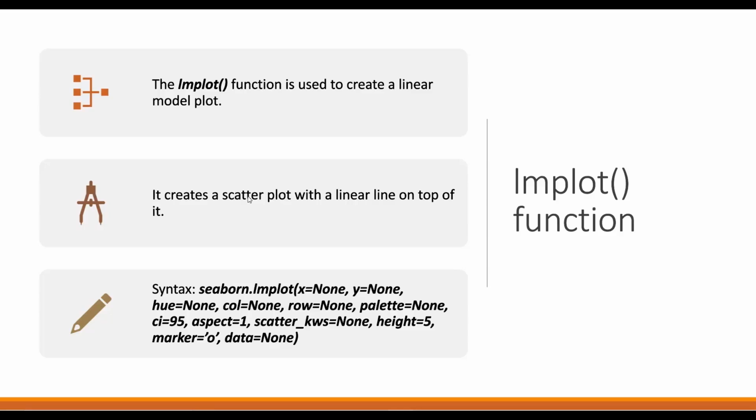The next one is marker. It is used to specify the style of the marker. Then we have height. It is the height of each facet in inches. And the last one is data. It is the data set that is being used. So now we will see different examples related to the lmplot function, so we clearly understand this concept.